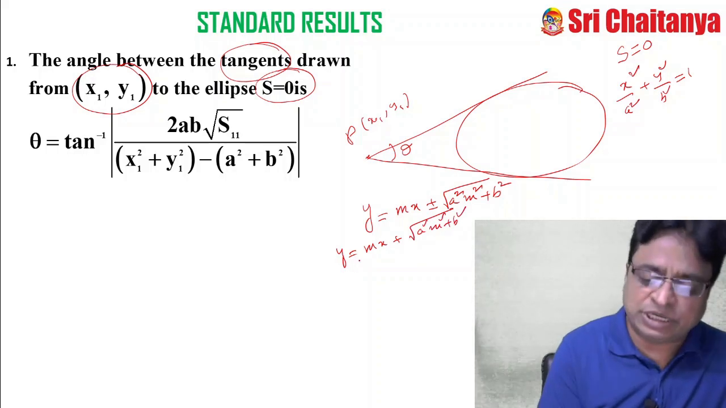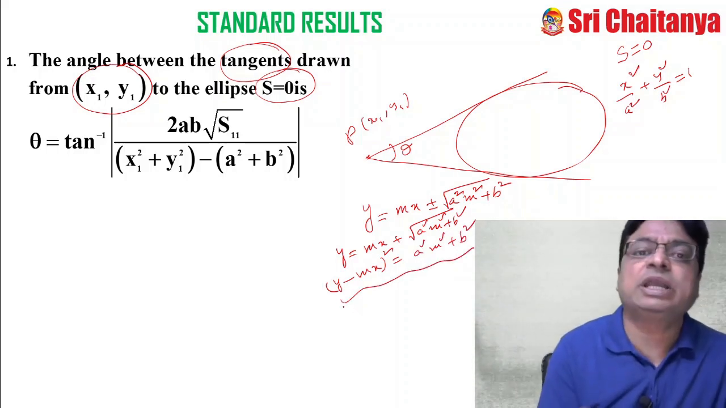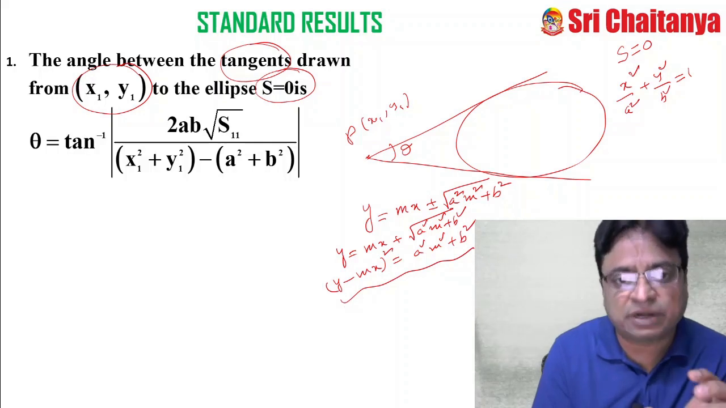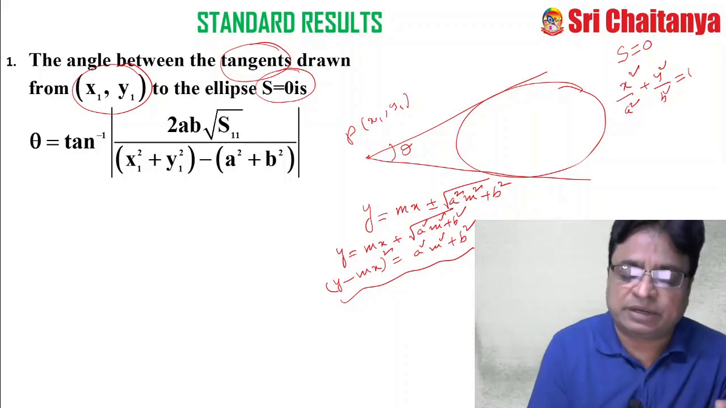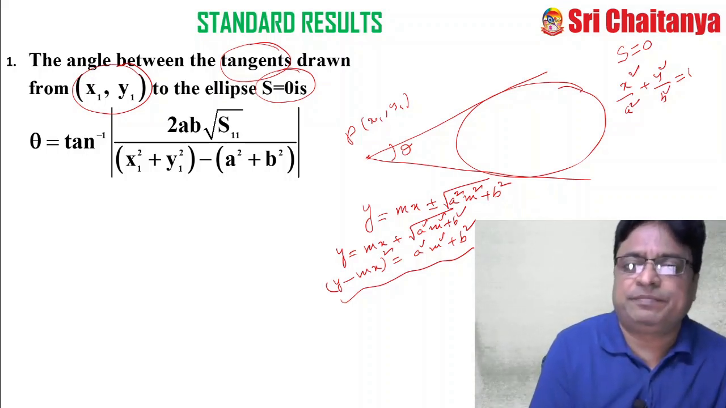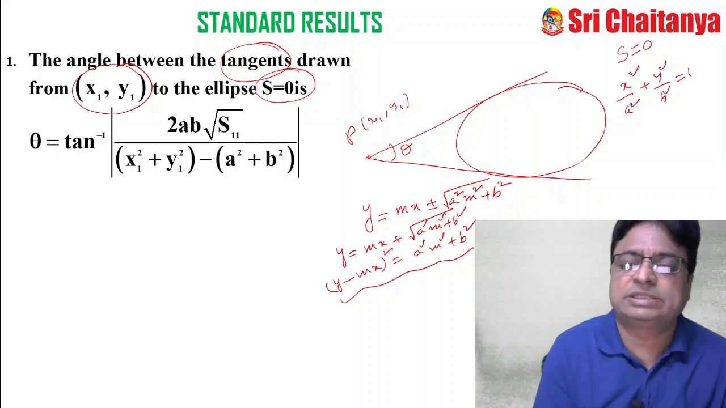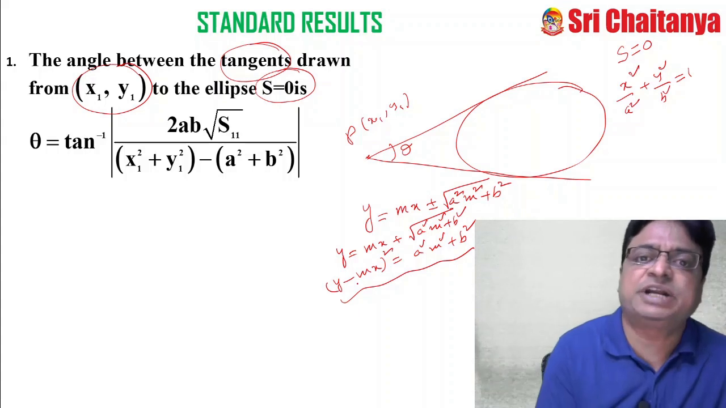Now what I am doing is, bring that mx to this side and square on both sides. So (y minus mx) whole square equal to a square m square plus b square. Now you simplify this, you will get a quadratic in m. Here I am giving the funda only. I have taken the equation of any tangent in slope form and squared on both sides, thereby getting a quadratic equation in terms of m.